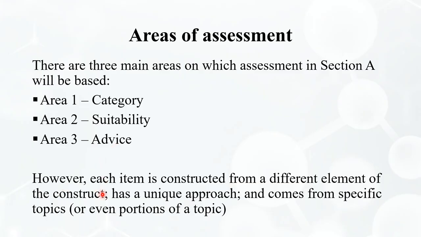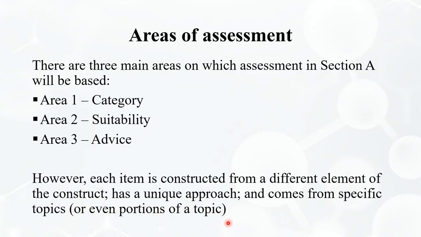But now we're saying that, however, we have 2 items in section A, and each item is constructed from a different element of construct and has a unique approach. There are 2 items, but each item has its unique approach. Today we are looking at all that. How do we approach item number 1? How do we approach item number 2? And we're saying it comes from specific topics or even portions of topics.